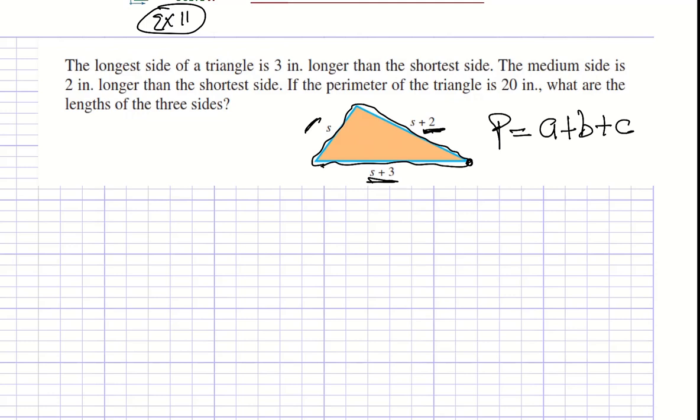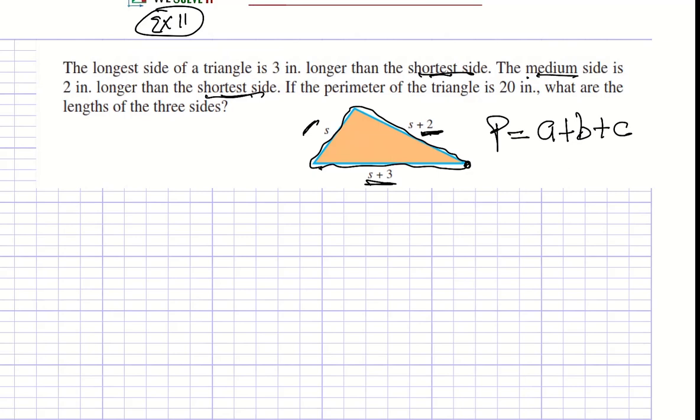And the shortest side, okay. And then the medium size is longer than the... See how they compare everything. They compare the longest side to the shortest side, the medium side to the shortest side. You see that, right? So the common thing is the shortest side. If you say let S be the shortest side, okay?